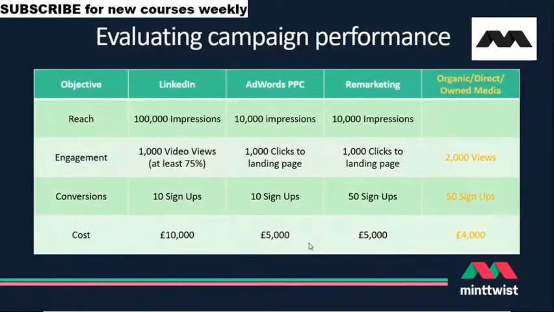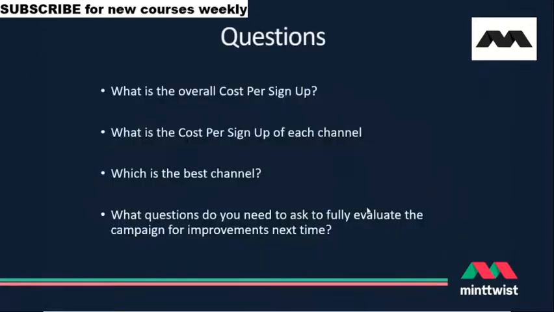So let's assume then that our event has run, it was a success, we got our 120 signups. And what we're doing now is evaluating the results of that campaign. So as you can see, we've got LinkedIn in this column, we've got some AdWords data, and we've got remarketing. And what we want to do is ask ourselves some questions. First of all, what was the cost per sign up? What was the cost per sign up for each channel?